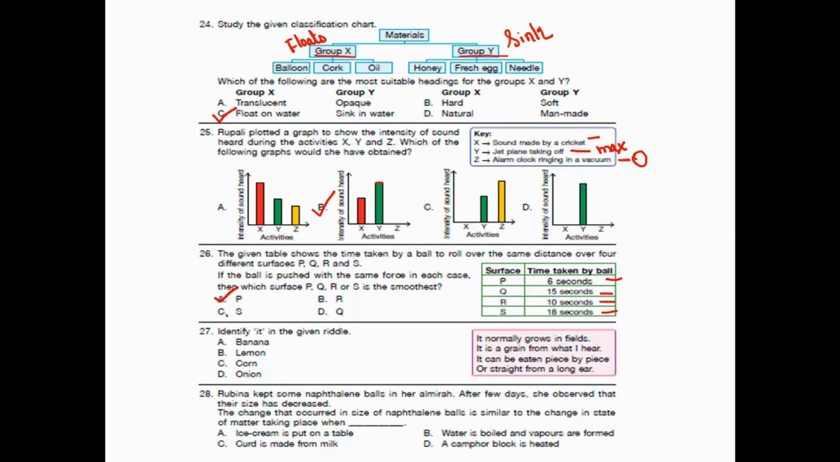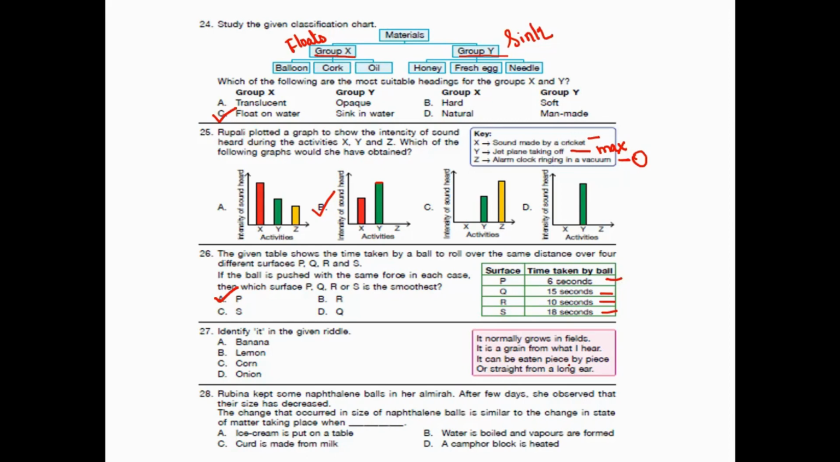Coming to question number 27. Identify it in the given riddle. So here we have a riddle and we have to identify what it is. If we read out the riddle, it says it normally grows in field. So this is a plant that grows in the field, right? It is a grain from what I hear. So it is a plant and it is a grain.